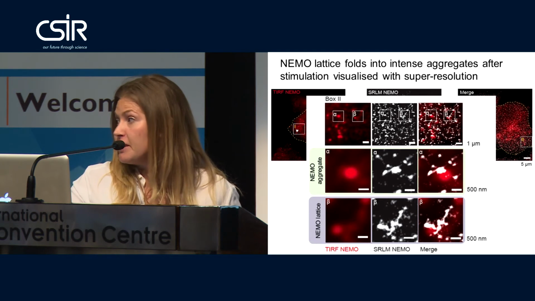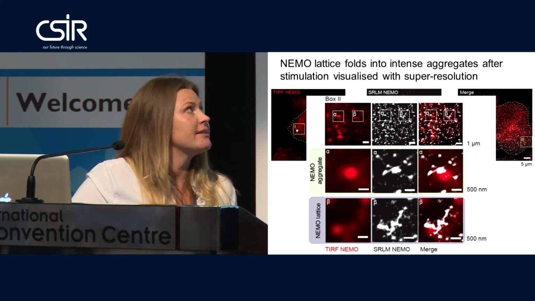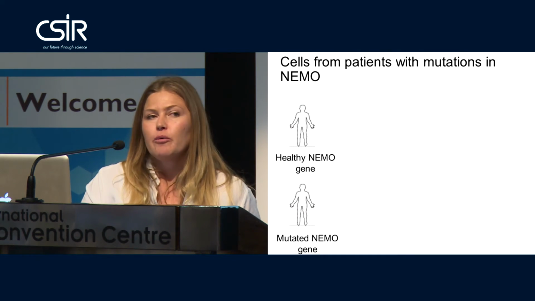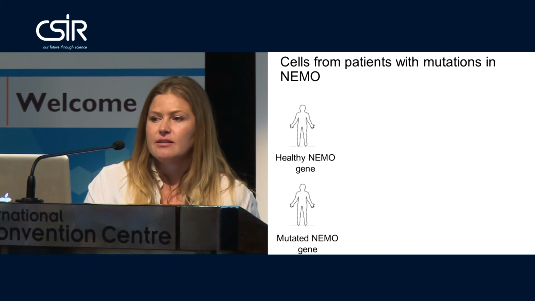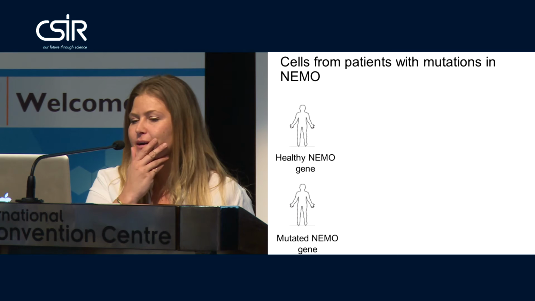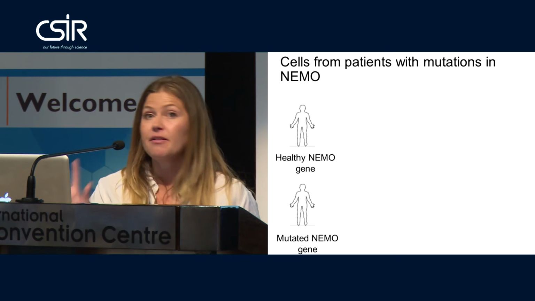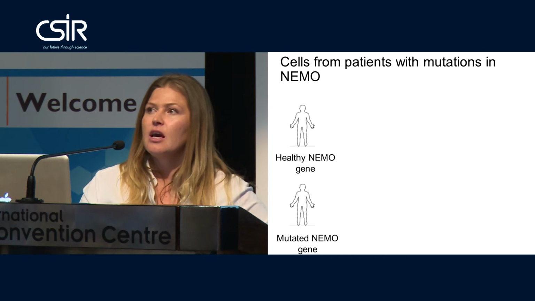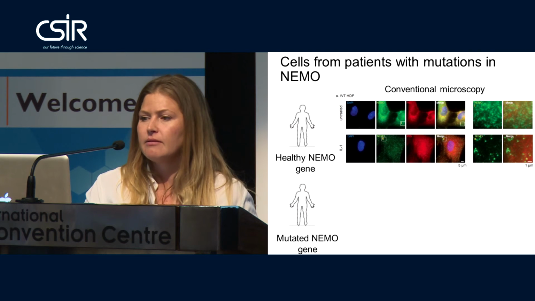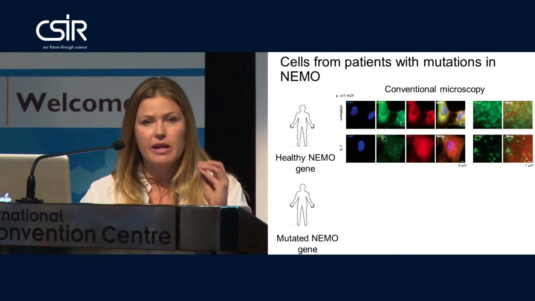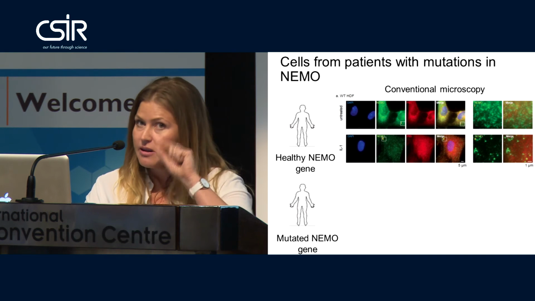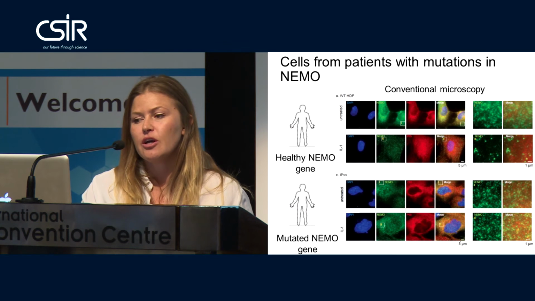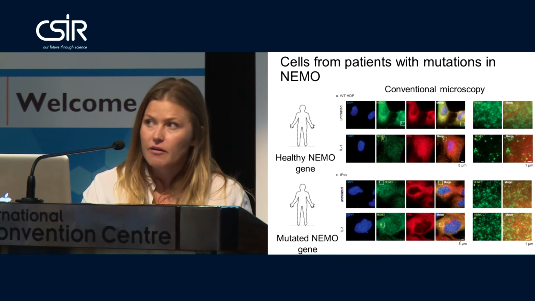So one of the last pieces of data that I just want to show you takes us away from the actual basic research, but more towards a clinical phenotype. So we were very fortunate to work with collaborators at Pasteur, and they supplied us with skin cells from individuals who had a healthy NEMO gene compared to skin cells from individuals who had a mutated NEMO gene. If we look at conventional microscopy, again, the healthy cells are able, once stimulated, to form those punctate structures. So that immune system, that NF-kappa B pathway is working. But when we look at the patients, you can see that there's no difference. They can't form those structures.